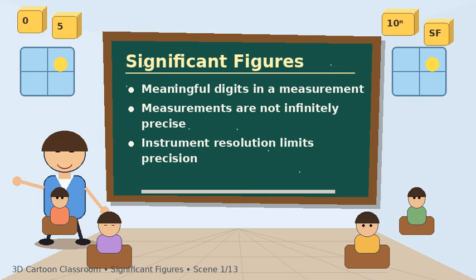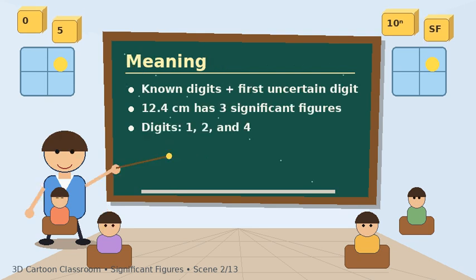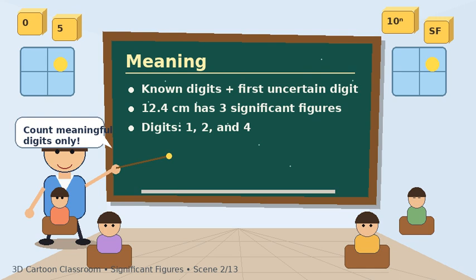Measurements are never infinitely precise. Every measuring instrument has a limited resolution, and every reported measurement contains some uncertainty. Significant figures provide a systematic method for showing the precision of a measured or calculated quantity. Significant figures are the digits in a number that carry meaningful information about its precision. They include all digits known with certainty, plus the first uncertain or estimated digit.